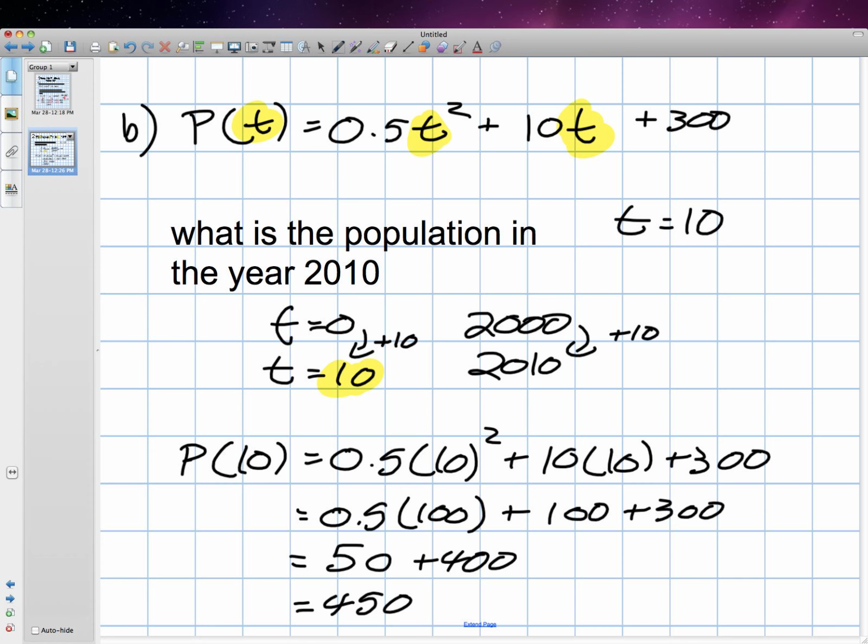So, in the year 2010, it's expected that the population of our city of Barrie was going to be 400,000 people. Could be goats, who knows? We're going to say people.